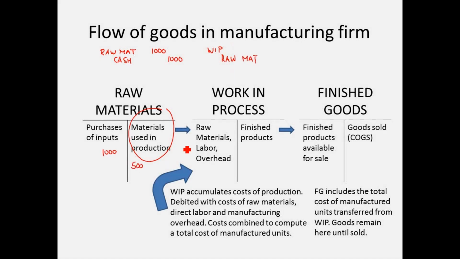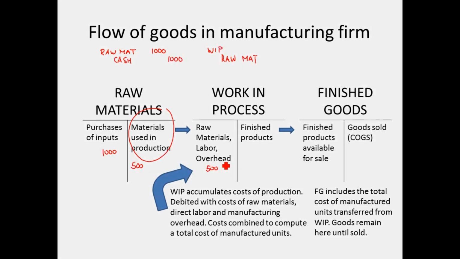Why did that happen? Because they're going to start working on this stuff. Do I still have $500 worth of raw materials? Do I still have those materials, and are they still in my company? Yes. But instead of calling it raw materials now, I'm just calling it work in process, but it's still there. It hasn't disappeared. Of course, there may be some scrap material and so on, but don't worry about that.